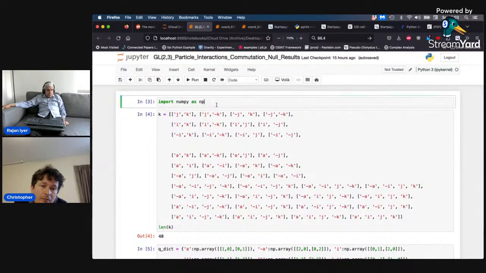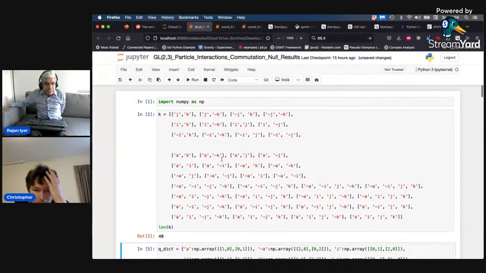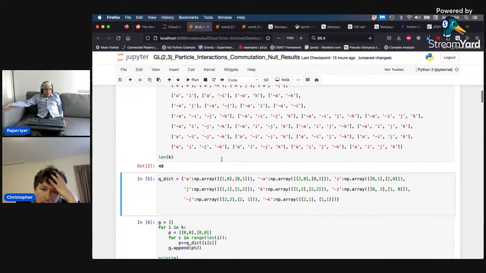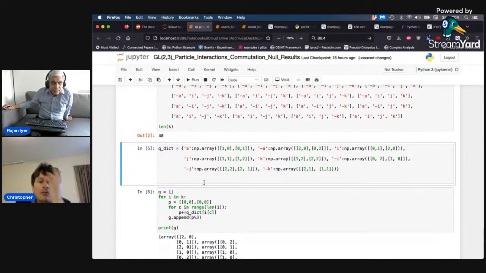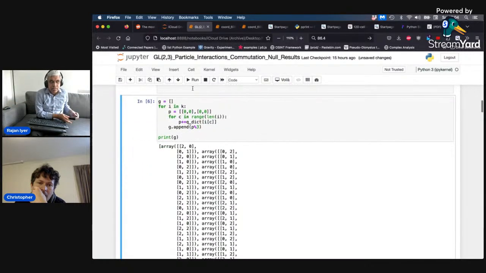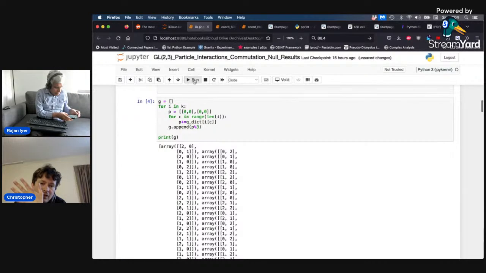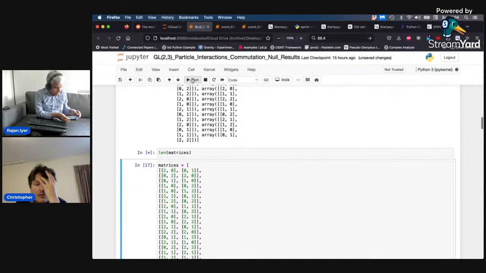Now, okay, so we import NumPy, and then we have all of our quaternions here, just arranged as vectors or coordinate vectors, as a list of strings. And then we have a dictionary which says which of the GL23 matrices correspond with the quaternions, sorry. And then we can build GL23 out of that. So that's all 48 matrices.